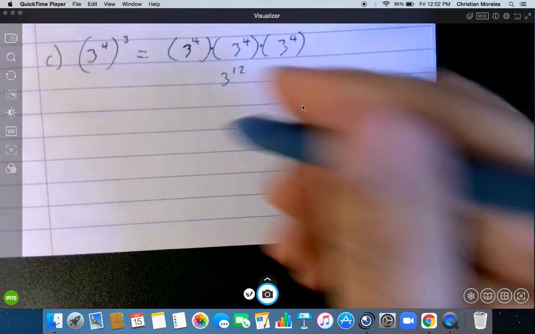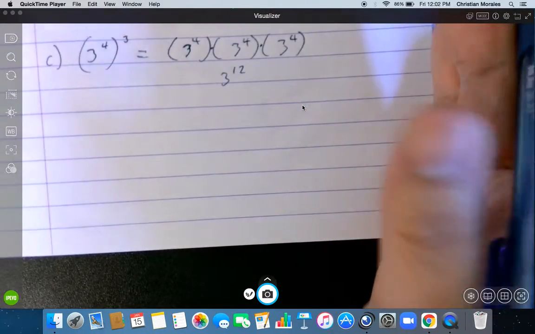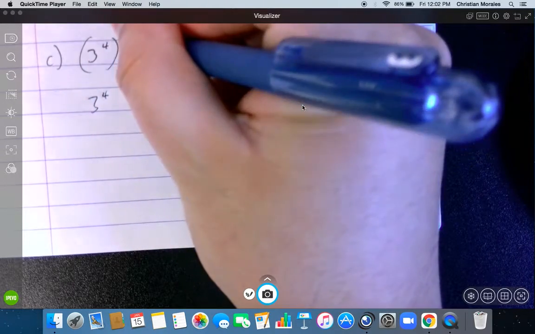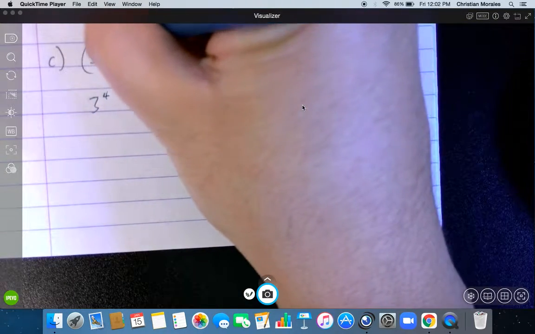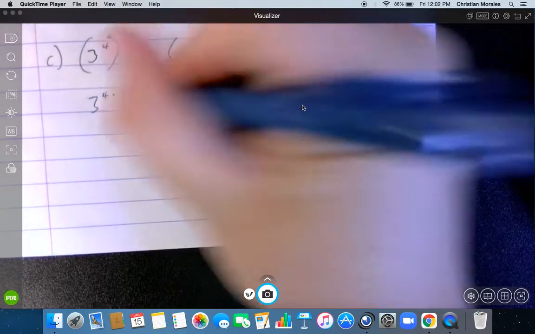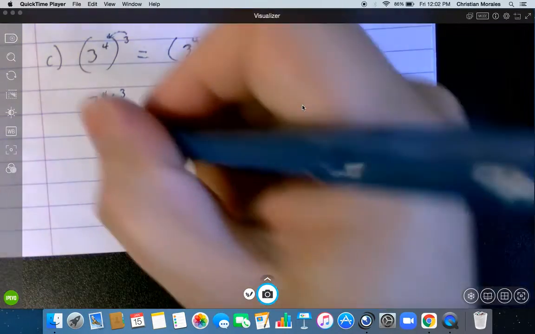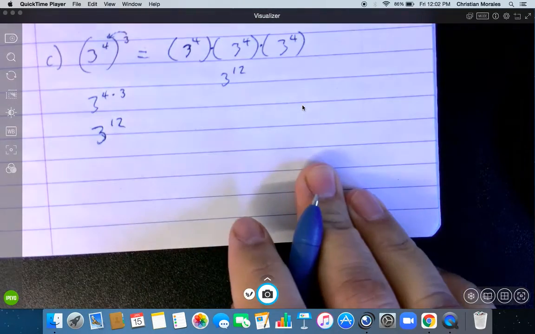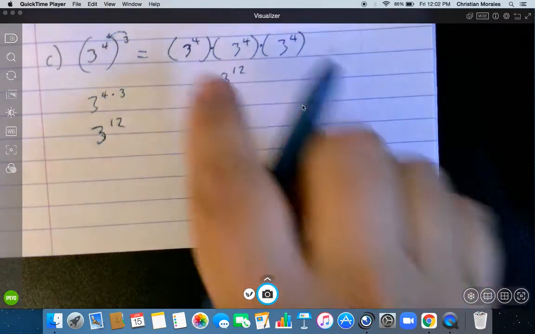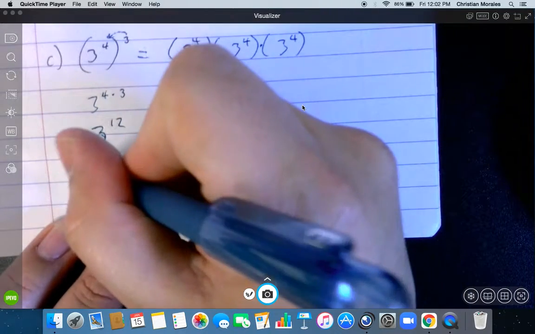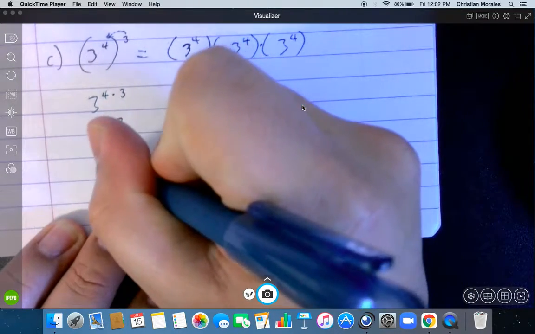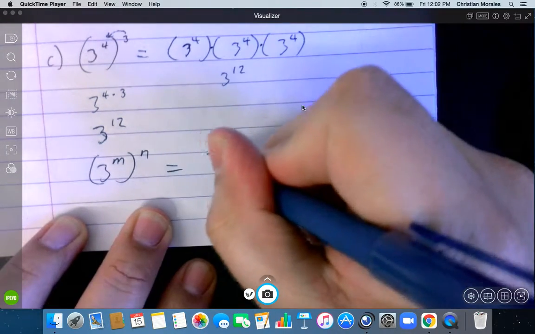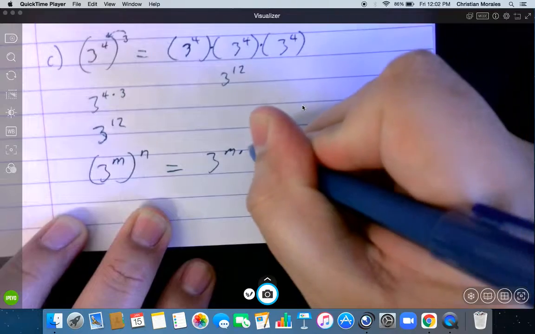And I don't want to do that because it takes a long time. So I want to show you the shortcut. The shortcut is you take the exponent on the outside and you multiply it to the exponents on the inside. And you would get 3 to the 12th power. So the rule for this one, you have the exponent on the outside. You want to just multiply those exponents.